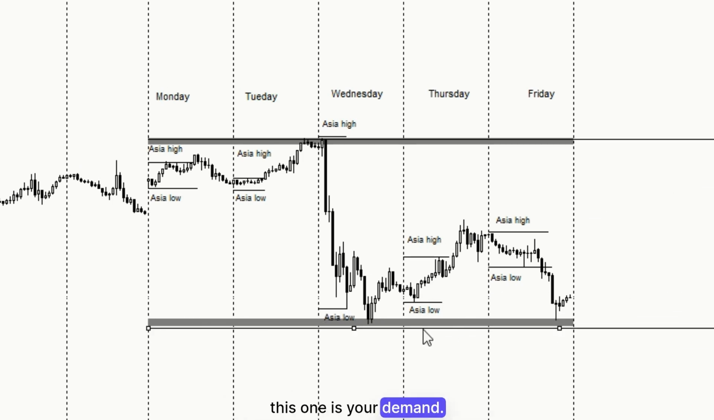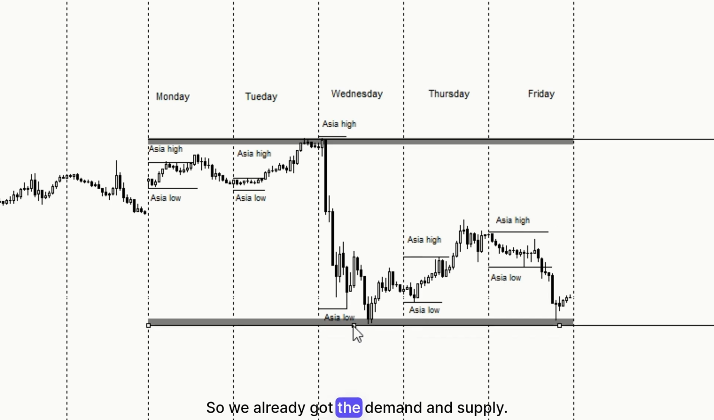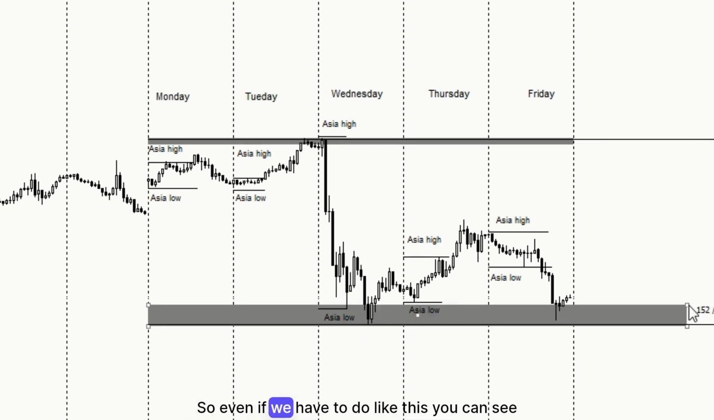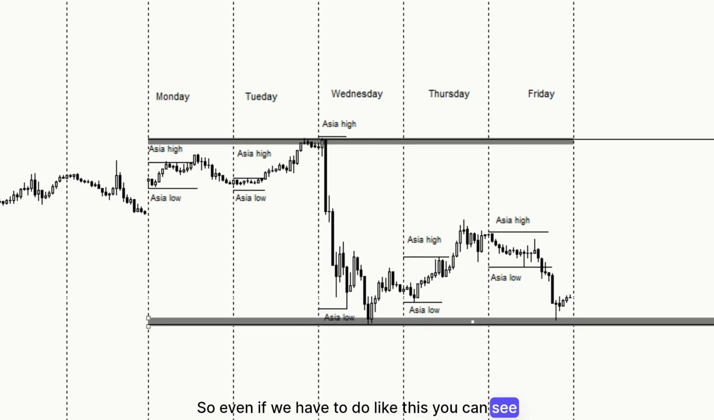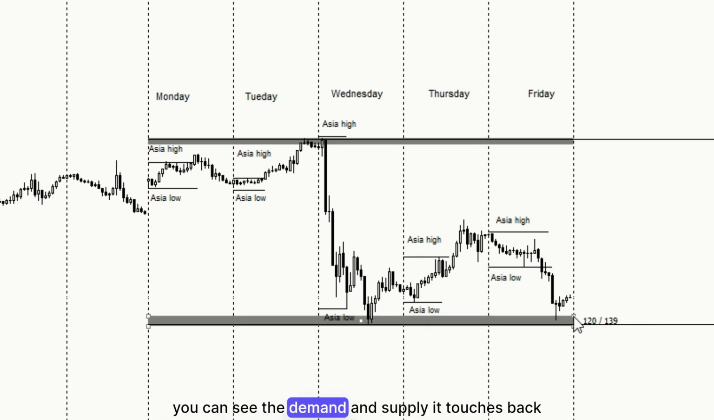And this is your demand right here. This one is your demand. So we already got the demand and supply. So already I can see what will happen next week. So this one is our supply, this one is our demand. So even if we do like this, you can see the demand and supply.